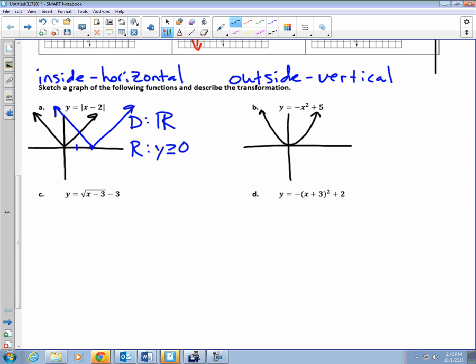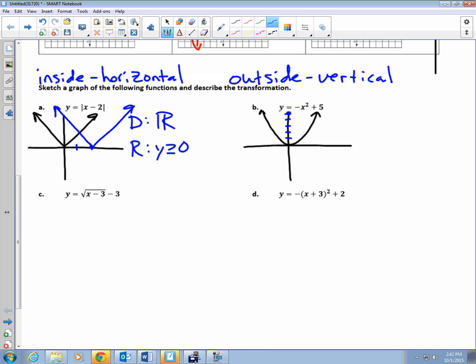So they both affect it vertically. What do you think the plus 5 will do? Shift it 5 units up. On the outside, it's always what you think it is. On the inside, it's opposite. So it's going to go 5 units up. 1, 2, 3, 4, 5.